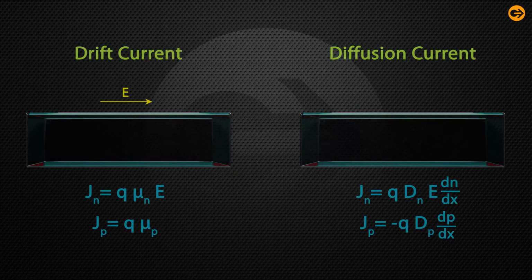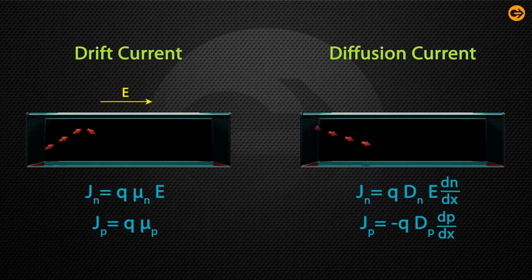As we are dealing with semiconductors, do you know what type of current flows through it? There are basically two types of current in a semiconductor: diffusion current and drift current.